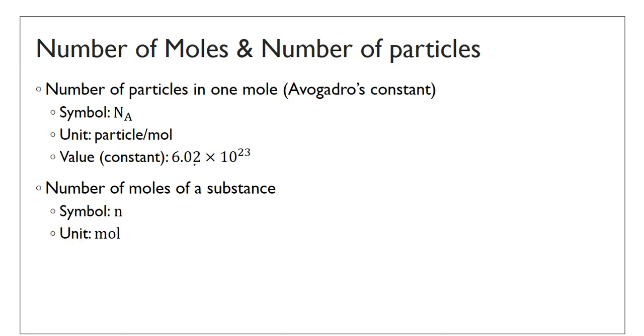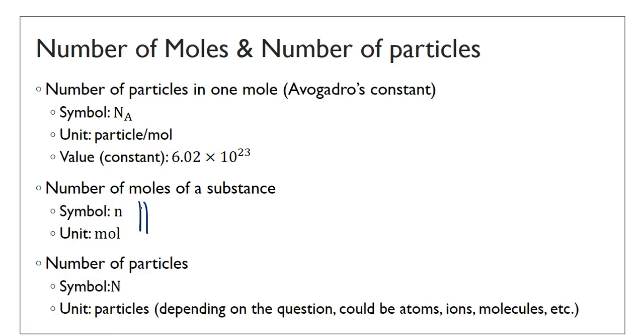There is another symbol that we're going to use from now on, and that is a symbol n to represent the number of moles of a substance. And the unit is mol. So it's mole, but you drop the e. This is a scientific notation. We're going to use this a lot from now on, so start getting used to it. So lowercase n always means the number of moles. Just to make life even more confusing, there is another symbol for the number of particles, and that is uppercase N. So the unit would be particles, or depending on the question, could be atoms, ions, molecules, and we'll look at a few examples later.